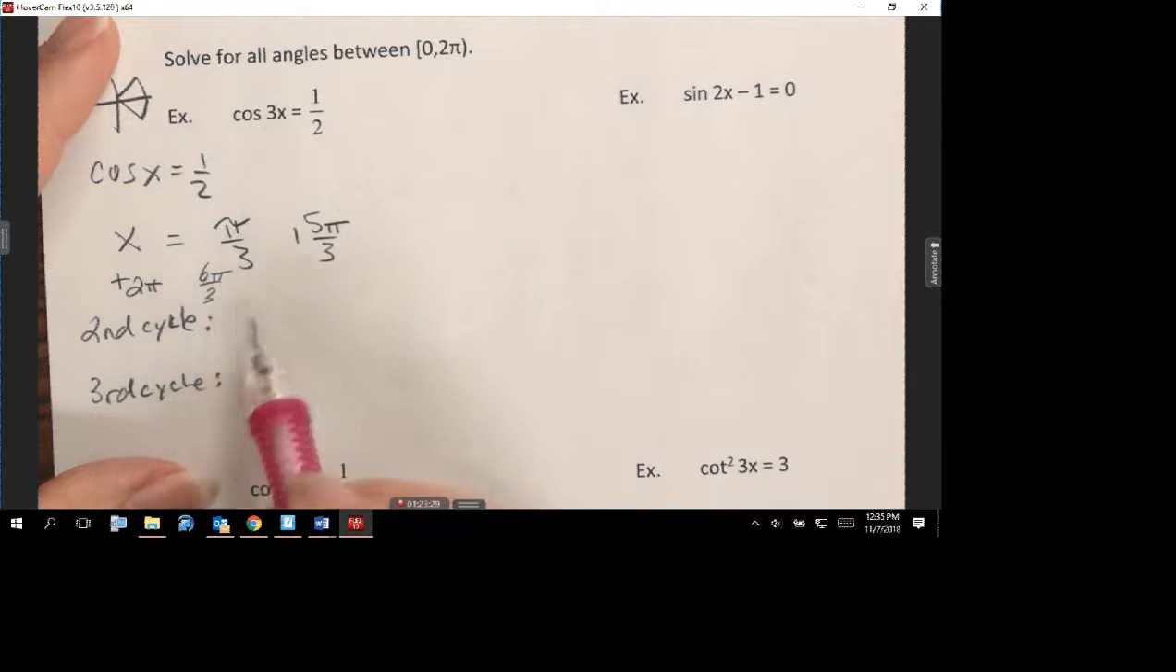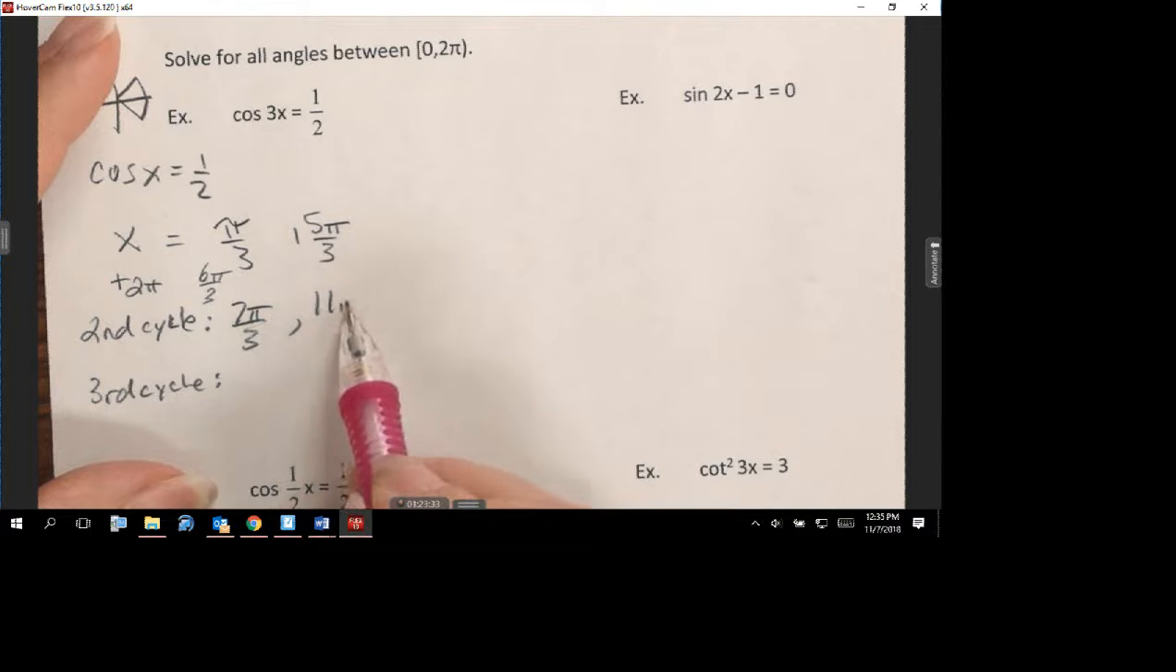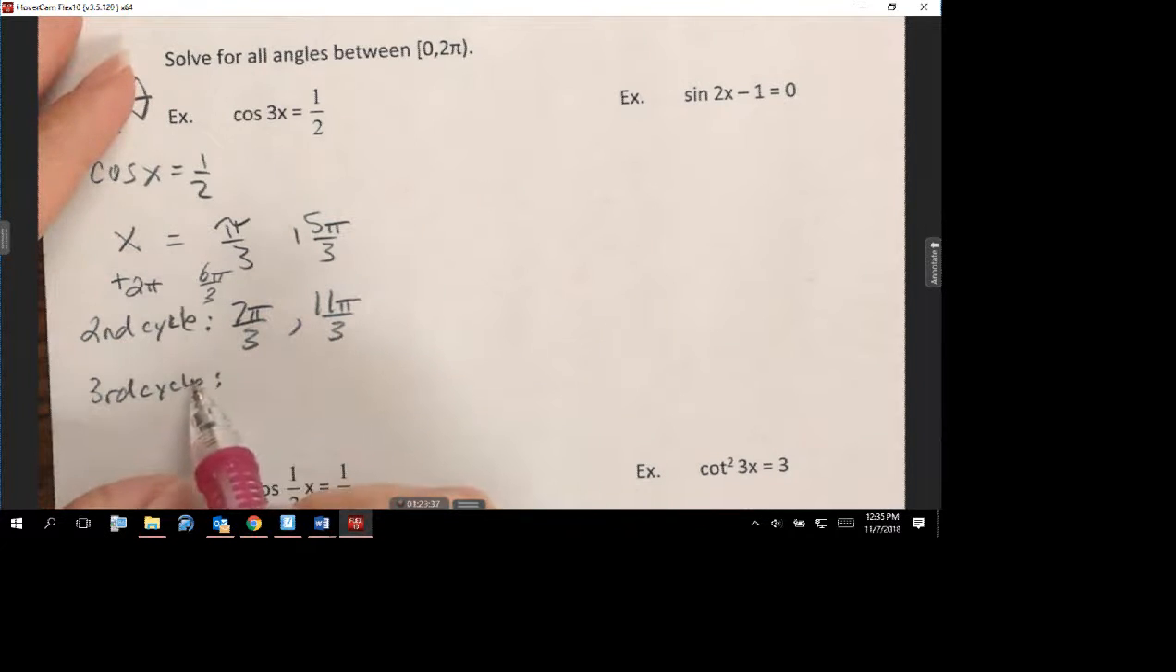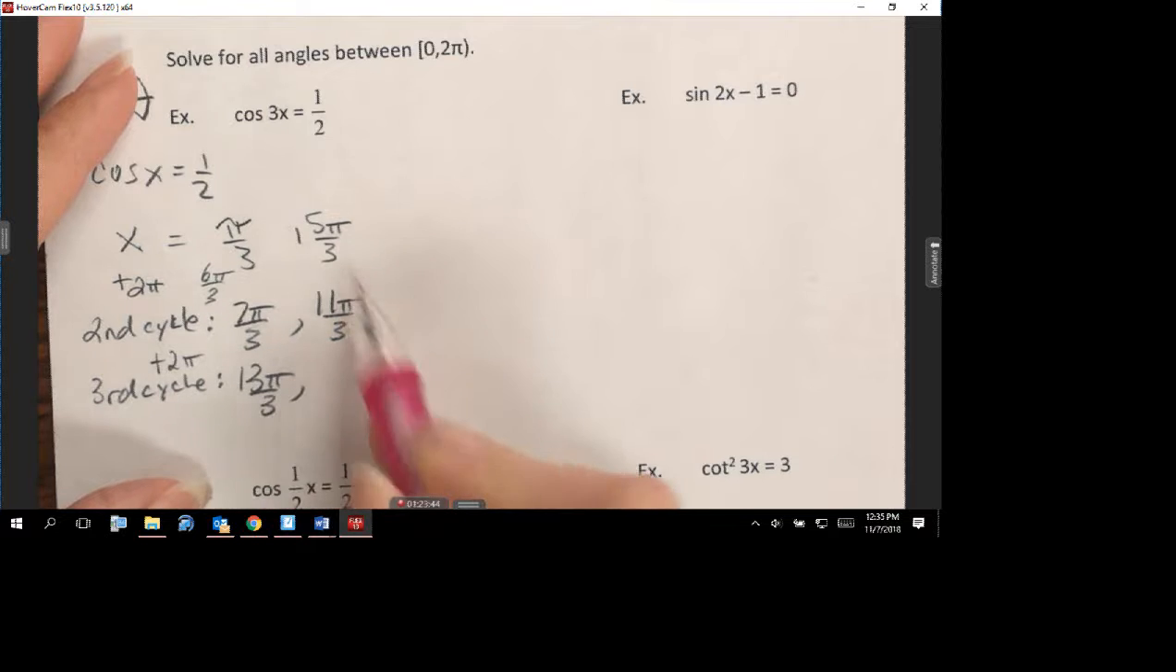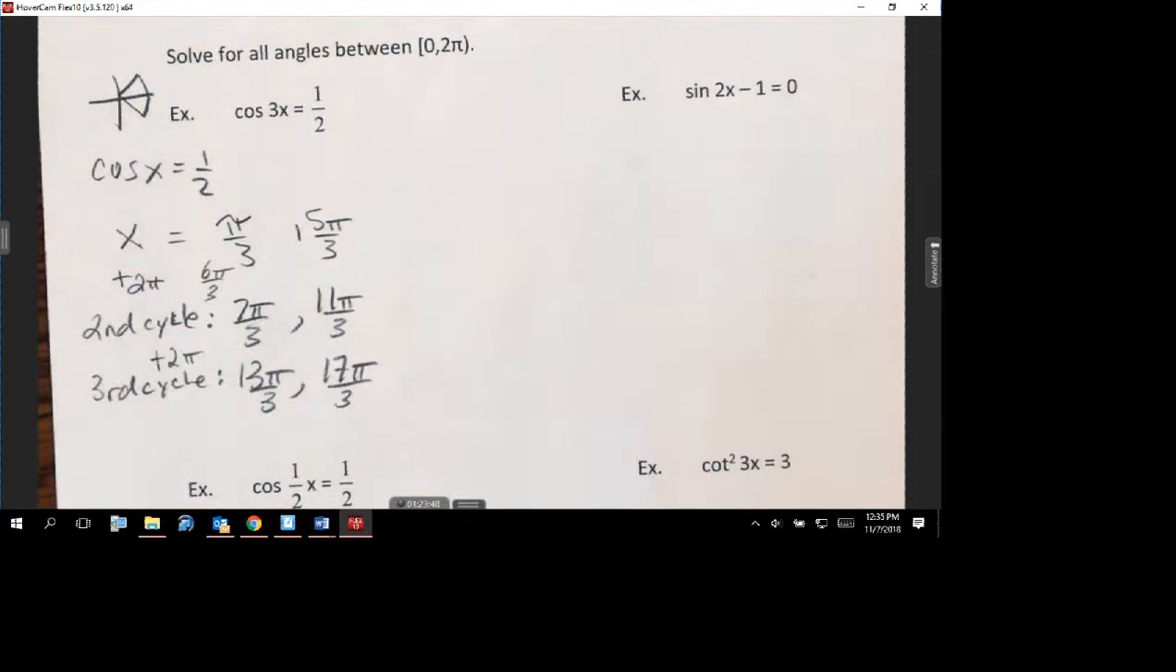All right, so now to add 2 pi, I need a common denominator, so 6 pi over 3. So we'll have 7 pi over 3. We'll have 11 pi over 3. And then to get the third cycle, what am I going to add? Another 2 pi. So we'll have 13 pi over 3 and 17 pi over 3. But that's not the answer. That's just 3 normal size cycles. Now we have to shrink it in. So all three of those cycles fit between 0 and 2 pi.